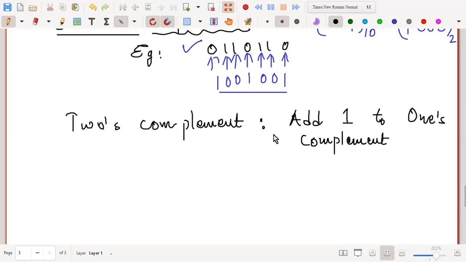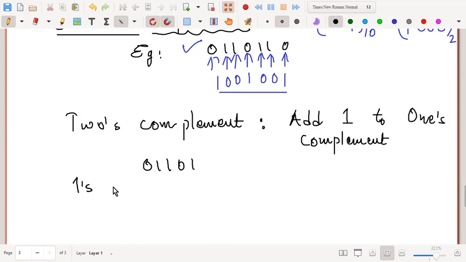You need to just add 1 to 1's complement, then you can calculate the 2's complement. For example, you can take any number, let us say 0, 1, 1, 0, 1. You need to calculate the 2's complement of this one. So first, what would you do? You will find out the 1's complement.